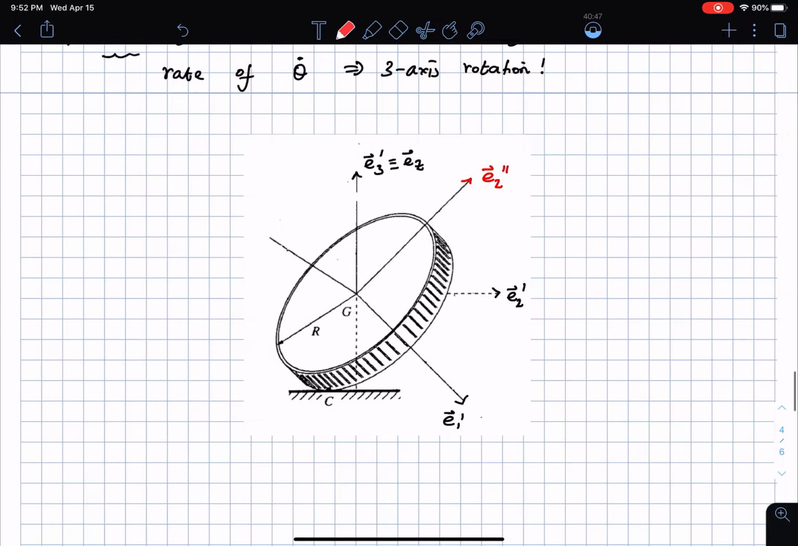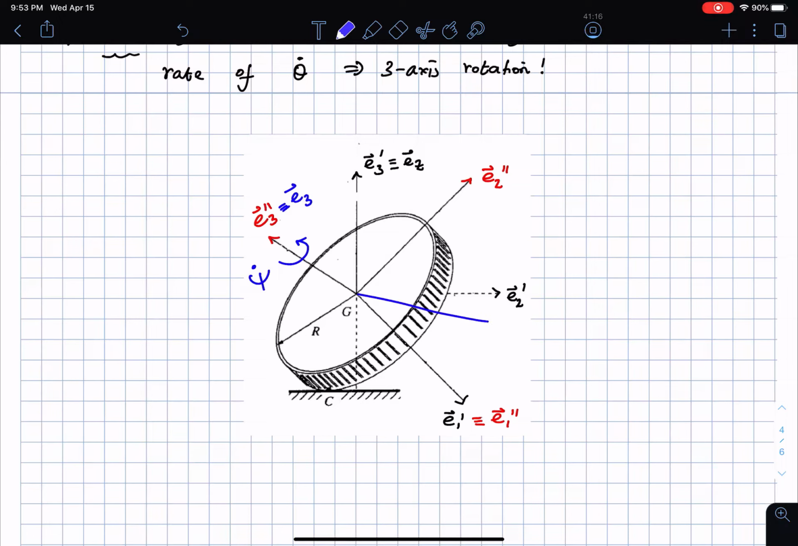Okay, then this was E1 double prime, and then we said that this creature was E3 double prime. Now I'm going to say, okay, hey, I'm going to be doing the spin of the coin about this direction by a rate psi dot, which means that I'm going to call this the E3 axis, and so I'm going to have a new set of axes. Okay, so let me draw that out here.